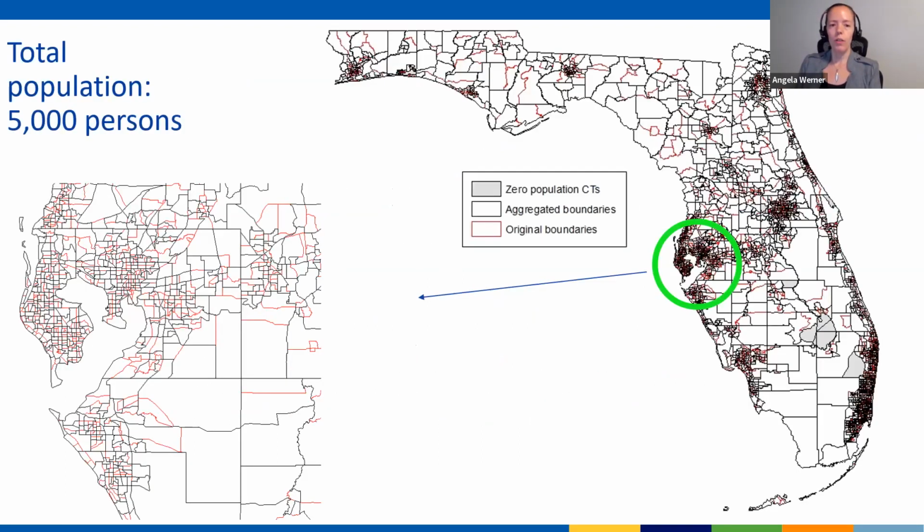I won't go through all of these methods in detail for determining the suitable population thresholds, but relevant papers are shared at the end of this presentation if anyone is interested in more information. On this slide, the red lines are the original boundaries and the black lines are the aggregated boundaries. So you can see which census tracts are getting aggregated to create a geography that has a minimum of a total of 5,000 persons or more.